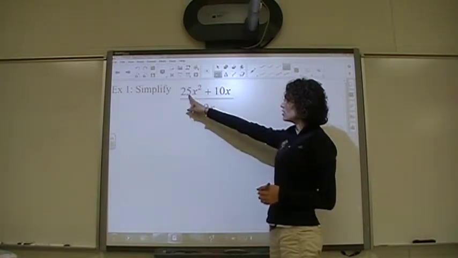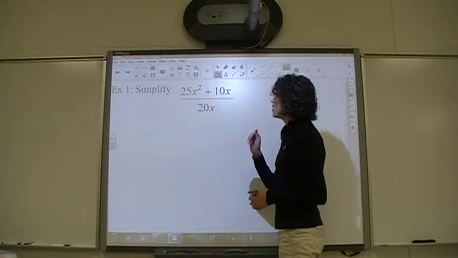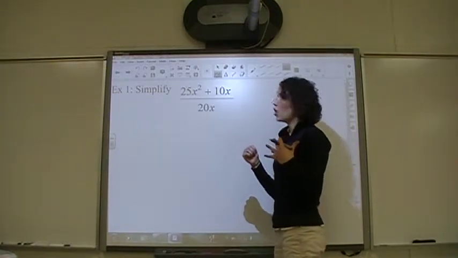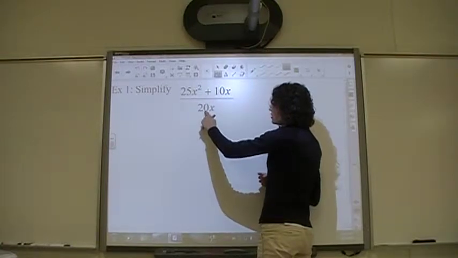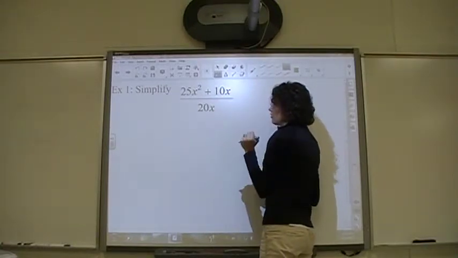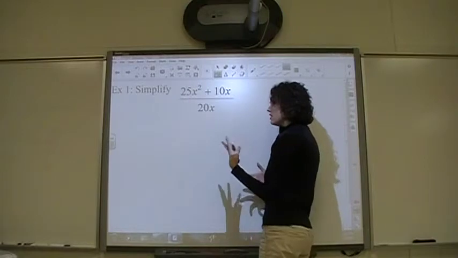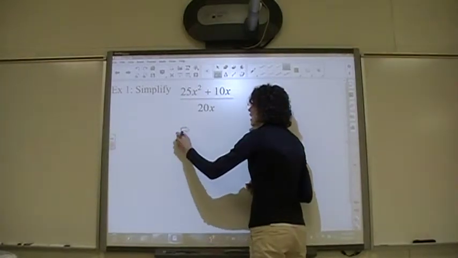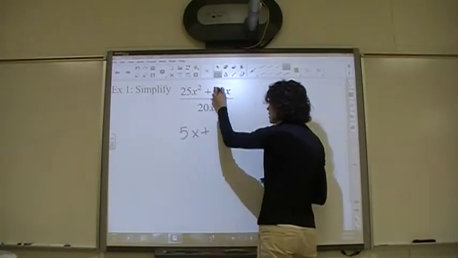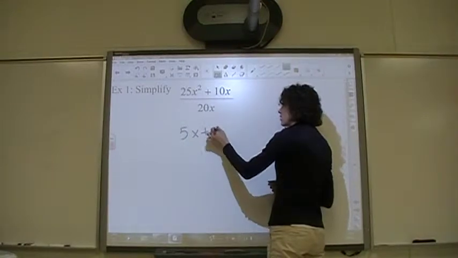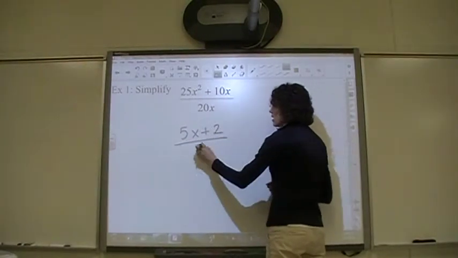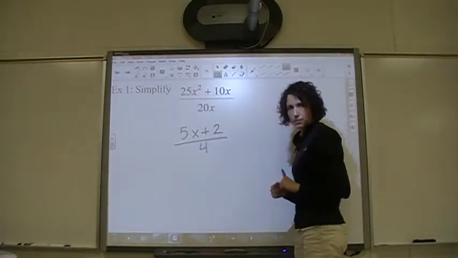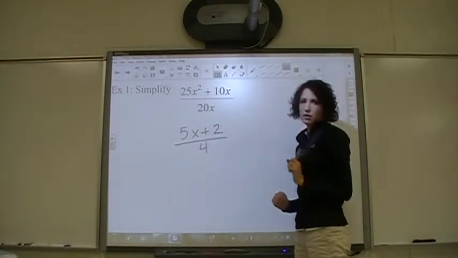Looking at the top, what you can take out has to be out of all of them. So you can take a 5 out of all of these, and you can take an x out of all of these. If I take a 5 and an x out of everything, I'm left with 5x, then plus, take a 5x out of there, I'm left with 2, and then on the bottom, if I take a 5x out of there, I am left with 4. So that is one answer that I could have.